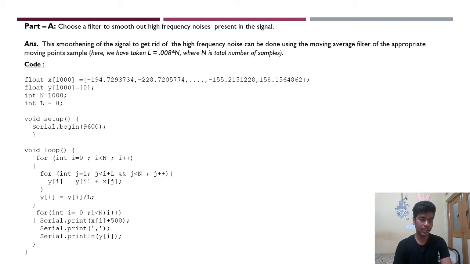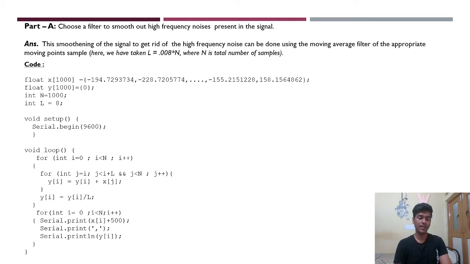In the first few lines of the Arduino code, we initialize the input x and the output y, and n equal to 1000, where n is the total length of the input signal, and int l equal to 8, where l is the length or number of blocks of the moving average filter. Now, as with every Arduino code, our code has two parts: void setup and void loop. In void setup, we initialize the baud rate to be 9600, and in void loop, we write the block of code that we want to repeat again and again in order to get the output.